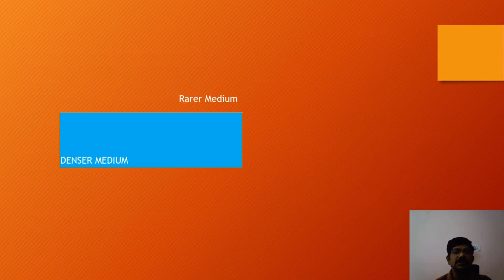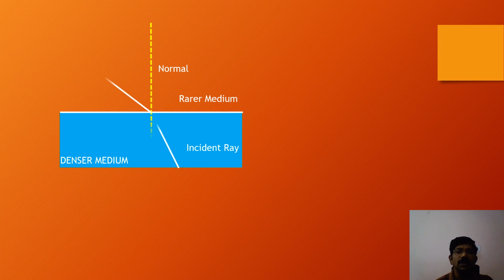Now, let us consider another phenomenon. Observe this animation. The light ray is traveling from denser to rarer medium. This is the incident ray. This is the point of incident.